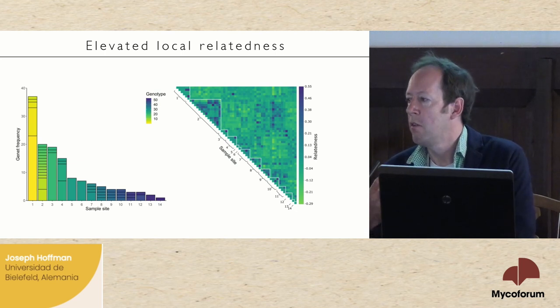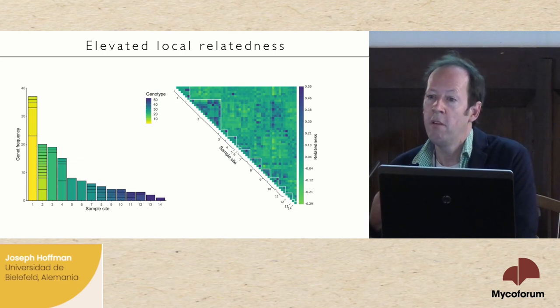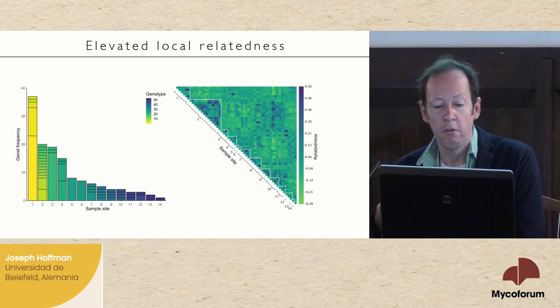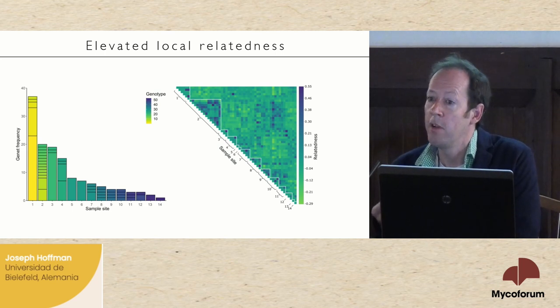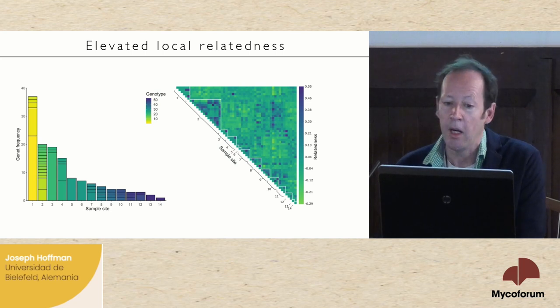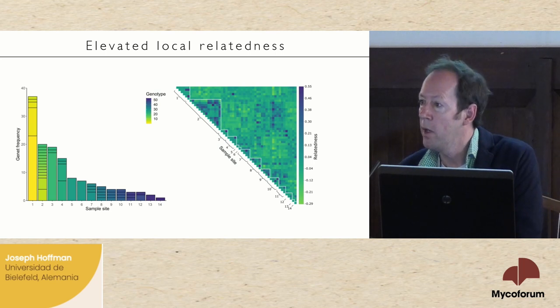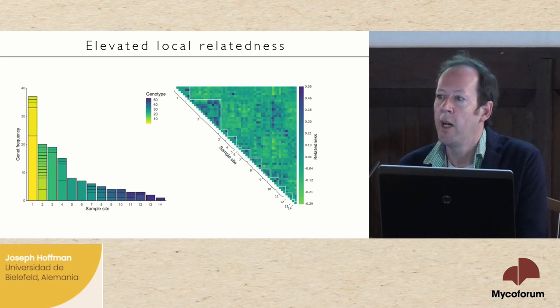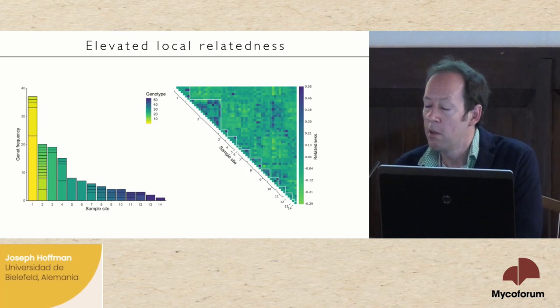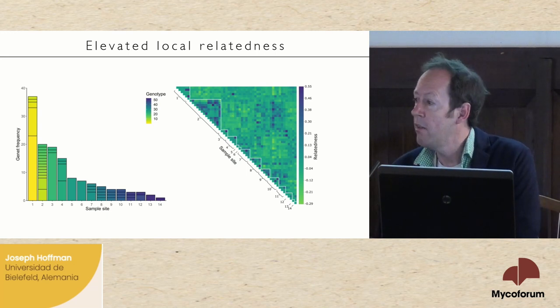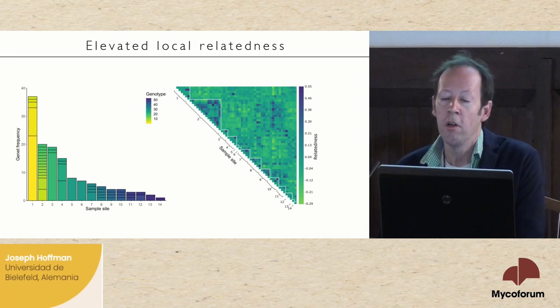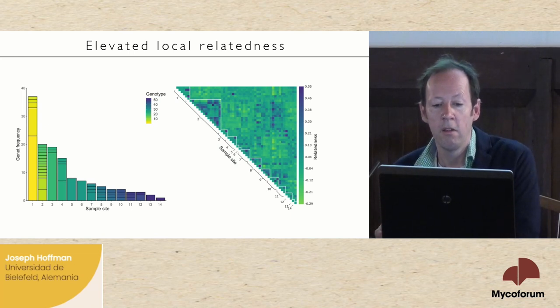We found no evidence for population structure, but we did find evidence for a relatedness structure. So we calculated the relatedness between each pair of individuals based on the genetic data and expressed this as a heat map. Here you see the genets shown along the x and the y axes, and every square represents a comparison between two individuals. Light green squares represent unrelated individuals, and dark blue represent closely related individuals.